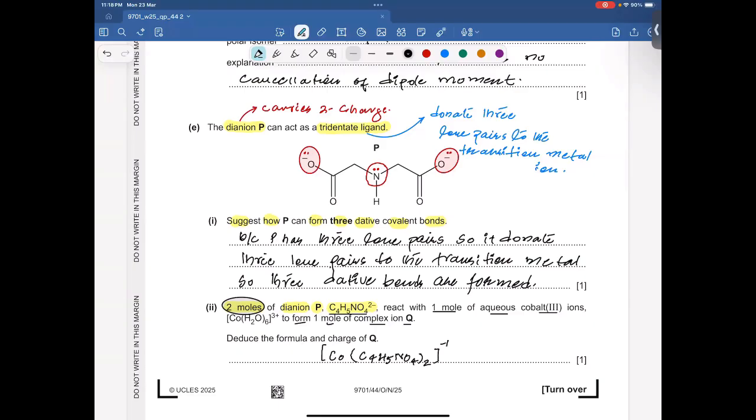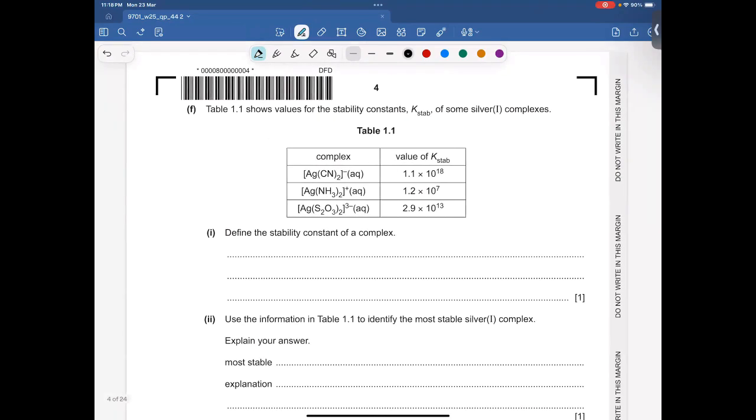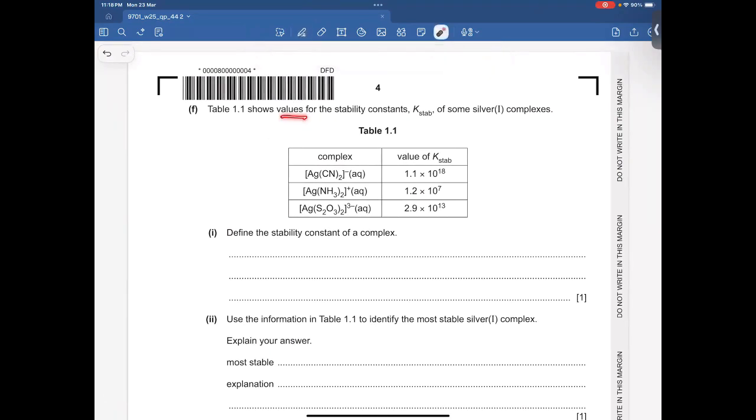Let's move on to the next page. Table 1.1 shows the value of the stability constant for some silver complexes. We have done these 3 complexes in the class. These 2 we have done in A2, and this one we have done in AS. All right. Define stability constant of a complex. That's an easy thing.